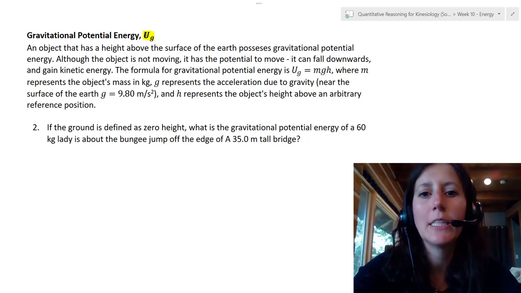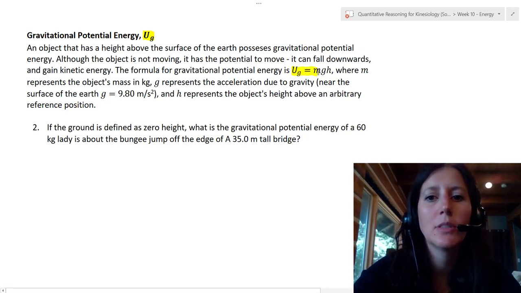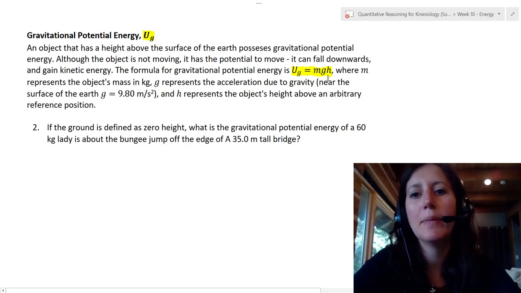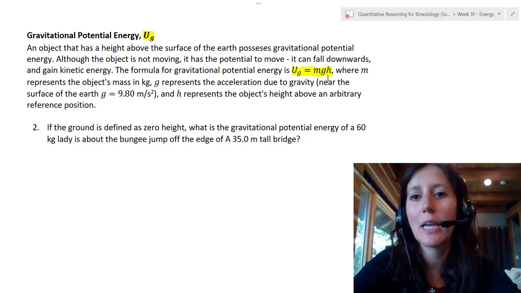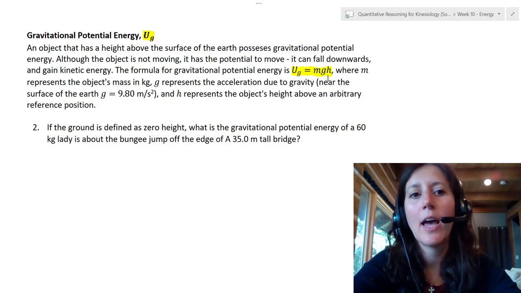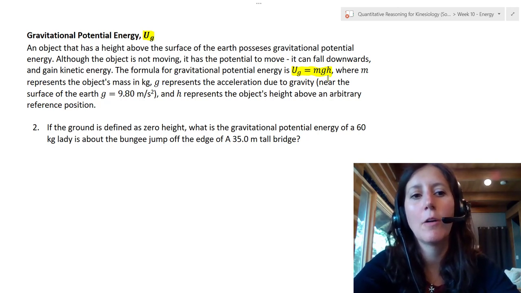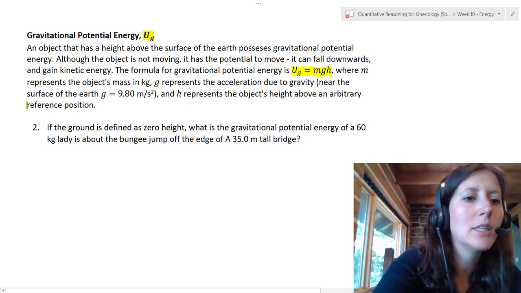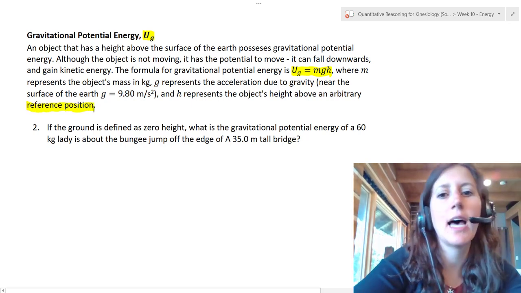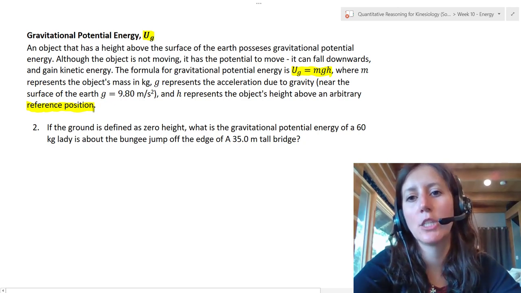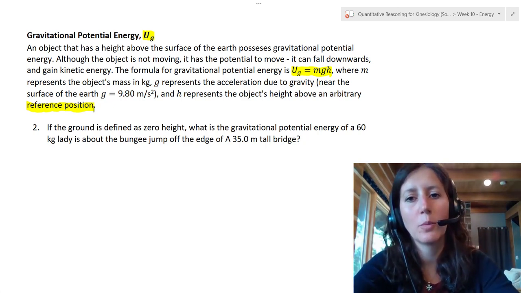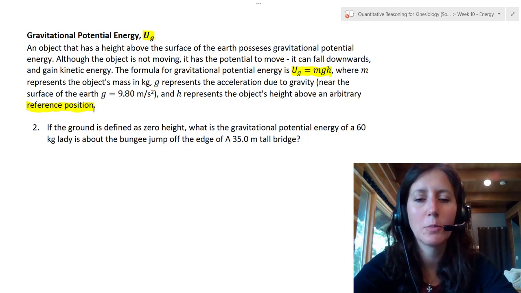The formula for gravitational potential energy is UG equals mgh. Again, m is the mass in kilograms. G is acceleration due to gravity, so it's the 9.80 meters per second squared. And then h is the height of the object. Now, every time we deal with gravitational potential energy, we need to define a reference position. H is the height above an arbitrary reference position. So every time you use this formula, you need to just decide where you want the reference position to be.